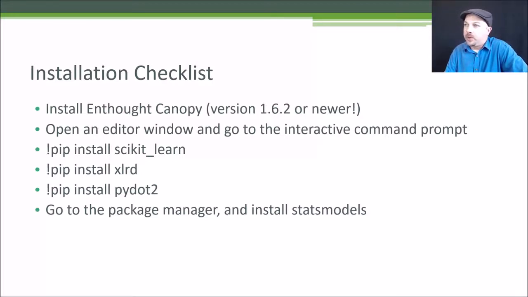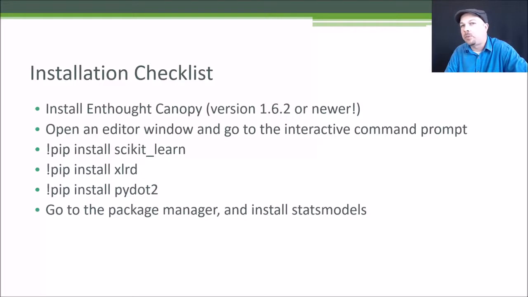Then we're going to go to a command prompt and actually run pip from the shell to install the packages that we need. We need to install the scikit-learn, XLRD, and Py.2 packages. And if you're using another package like Anaconda, there's a different way of doing that using the conda command, I think it is. But within Canopy, that's what we're going to do.